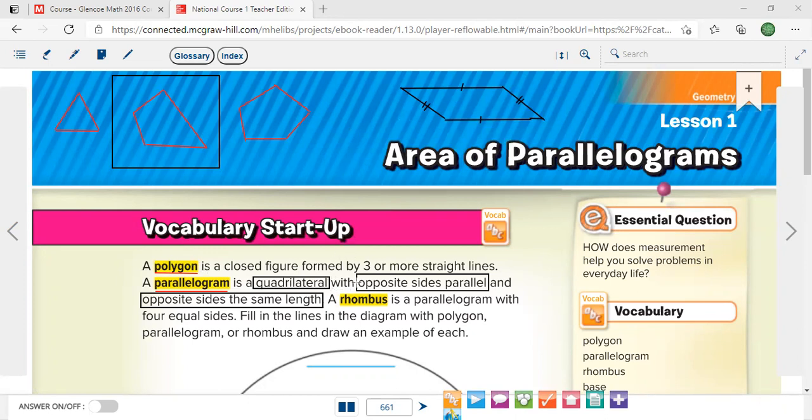Now, a rhombus. What is a rhombus? A rhombus is a parallelogram, meaning it carries the same properties of the parallelogram, but in addition, with 4 equal sides. If these 4 sides are equal in length, it will be a rhombus like this one. This one is equal to this one, is equal to this one, is equal to this one. So all of them are exactly the same, and each two opposite sides are parallel. We call it a rhombus.